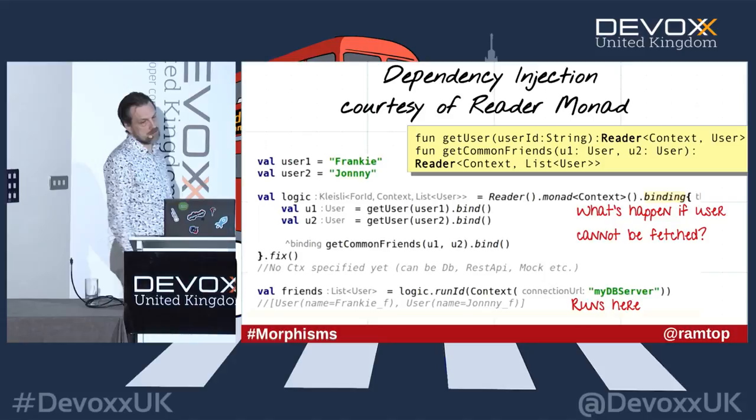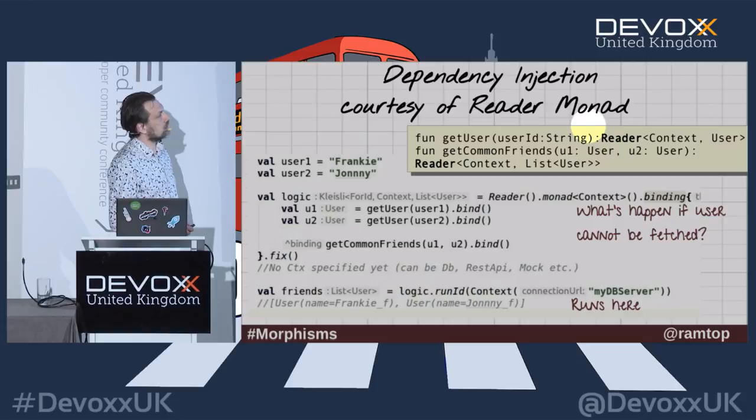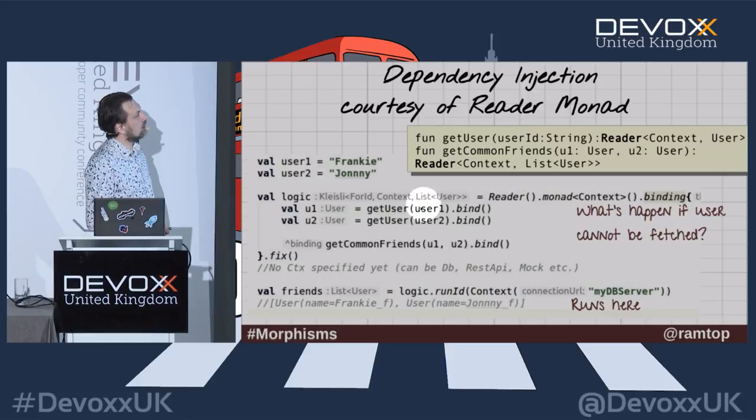And the idea is that we define a monad context binding, and then we have this function that basically gets a user and returns the user from a specific context. But we don't specify which is the context. So when we write this code here, we don't actually know where the user came from.